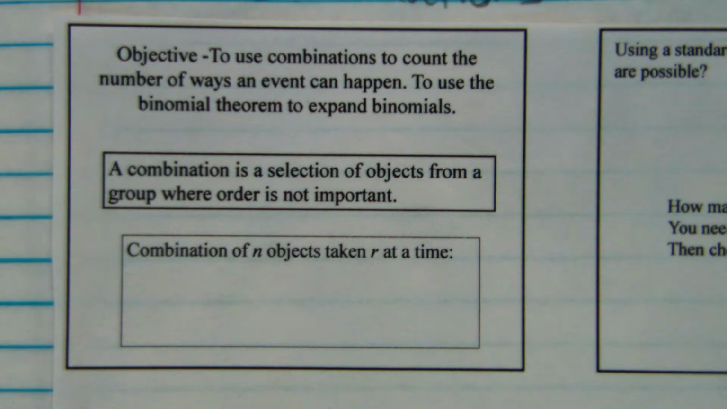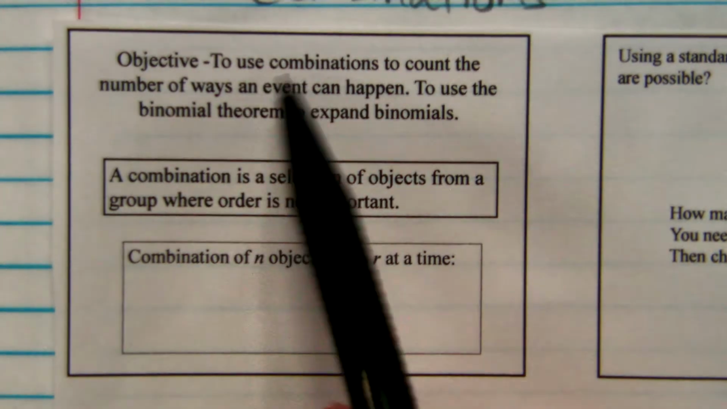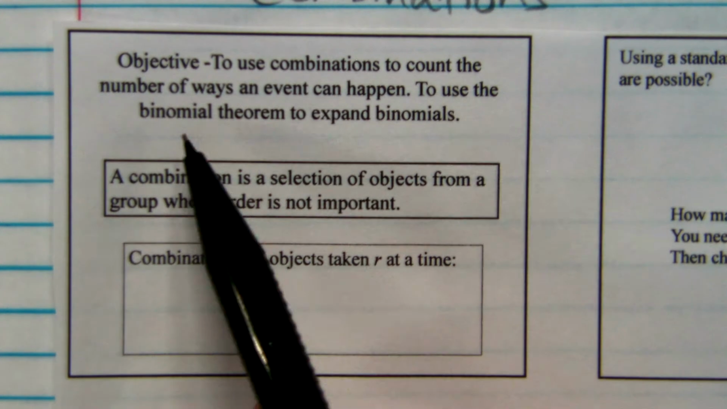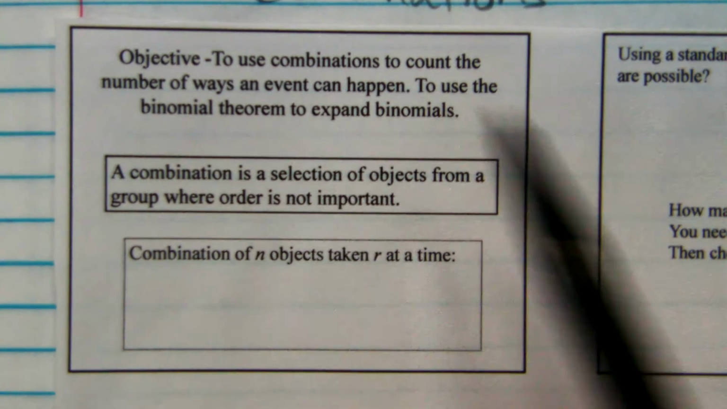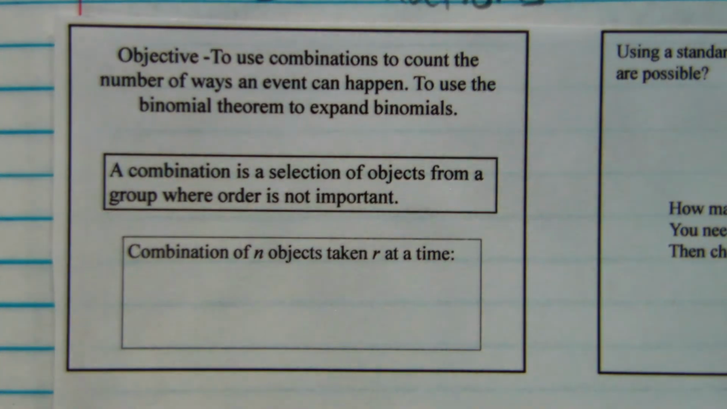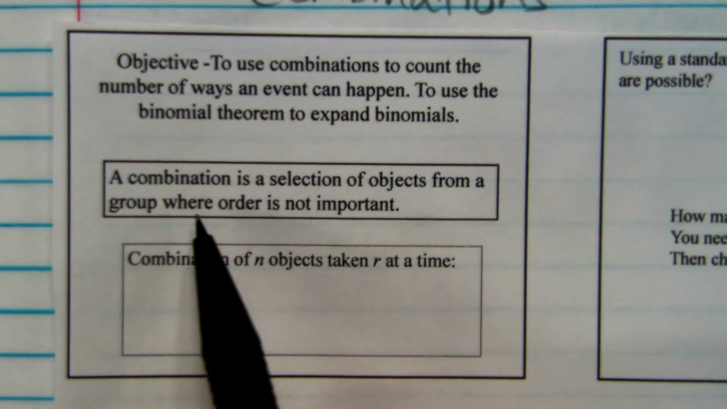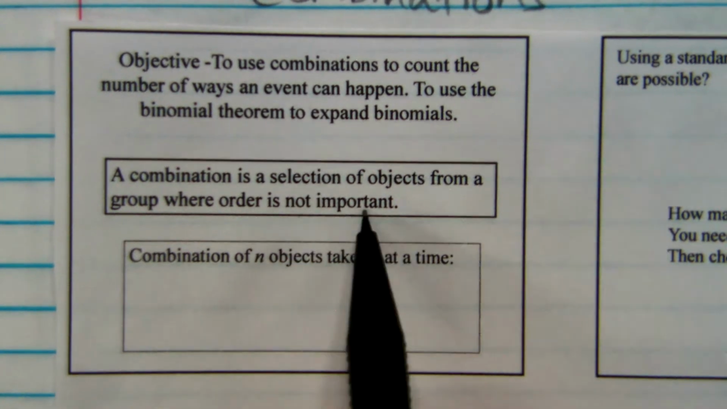Okay, so our objective for today is right here, to use combinations to count the number of ways an event can happen and to use the binomial theorem to expand binomials. We're actually not going to do that part till tomorrow. A combination is a selection of objects from a group where order is not important.